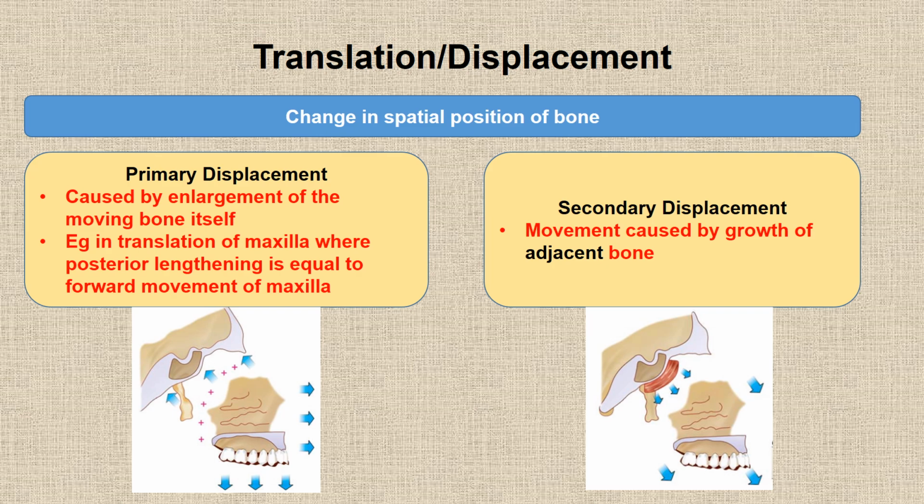Translation or displacement. This is a change in the spatial position of bone. Now, primary displacement is caused by enlargement of the bone that is moving itself. Example, in the translation of the maxilla, where the posterior lengthening is equal to the forward movement of the maxilla. Now, in secondary displacement, the movement is caused by the growth of the adjacent bone.